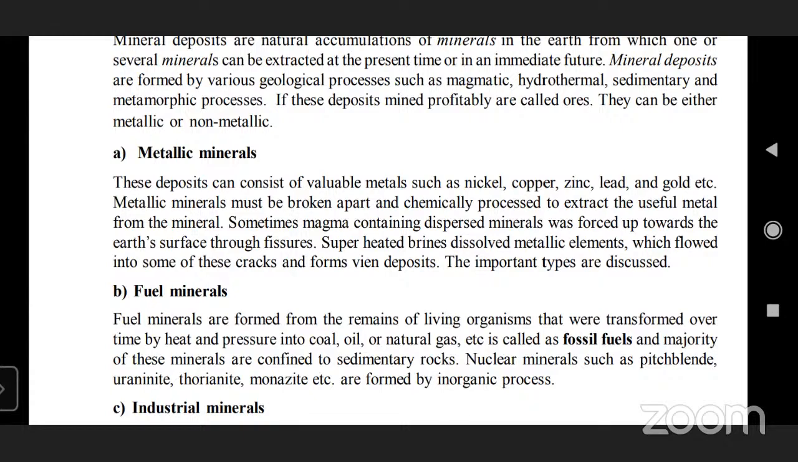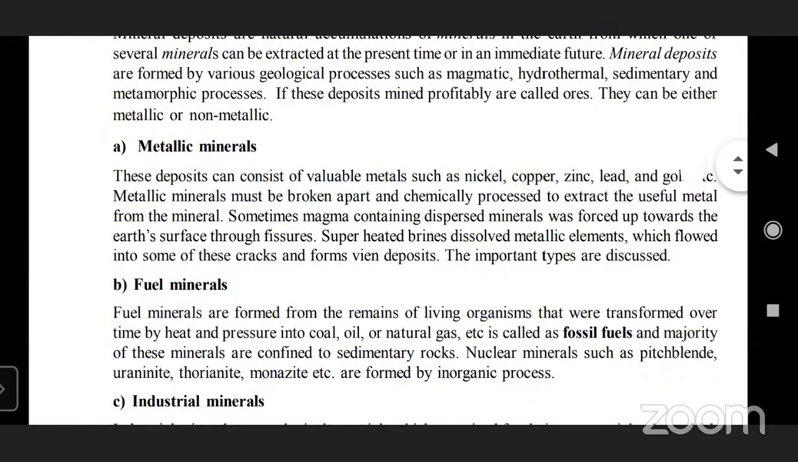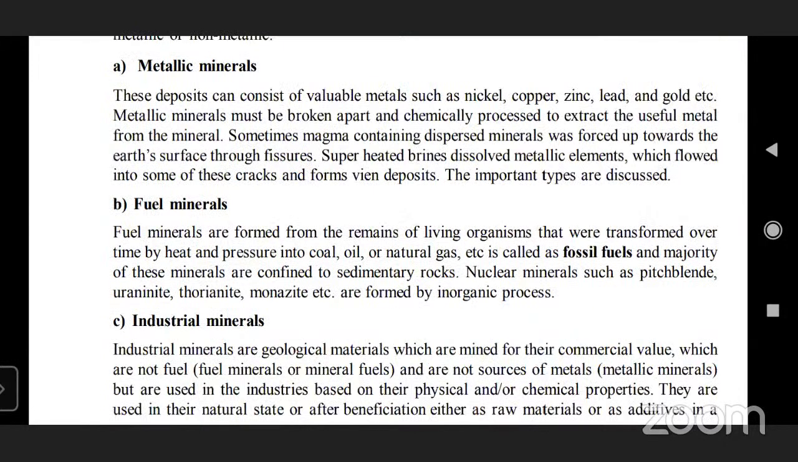So the important types are discussed generally. The fuel minerals. So besides these metallic minerals, we again have some of the fuel minerals. As we know, the fossil fuels.